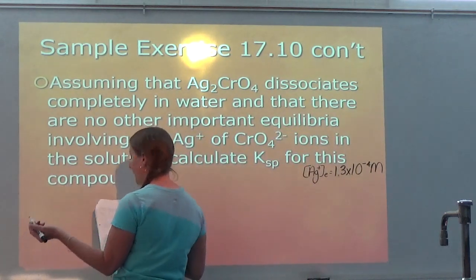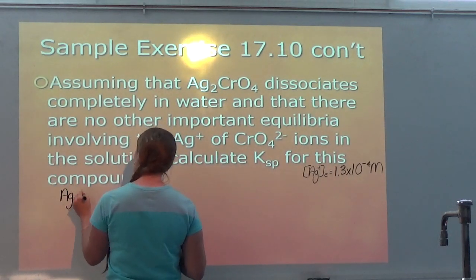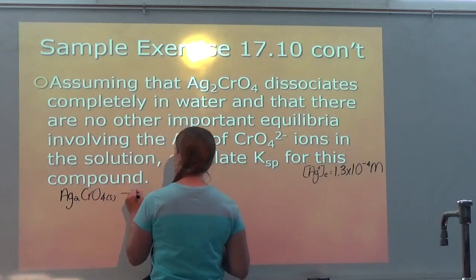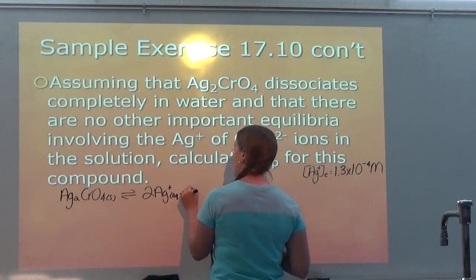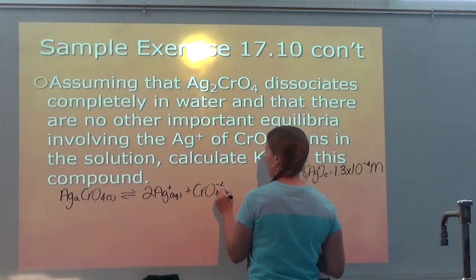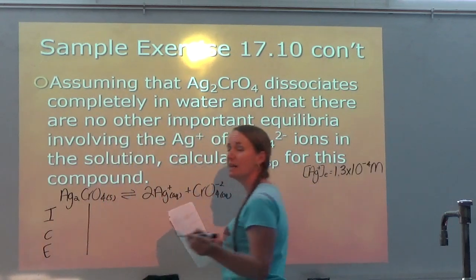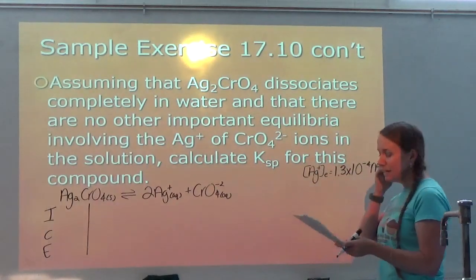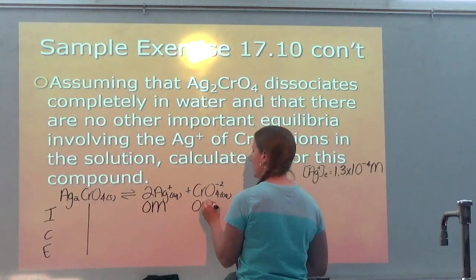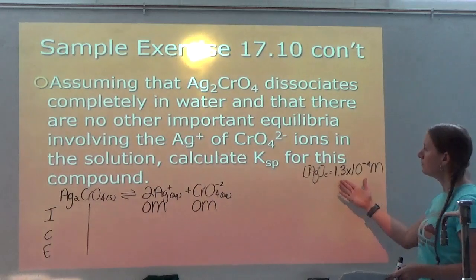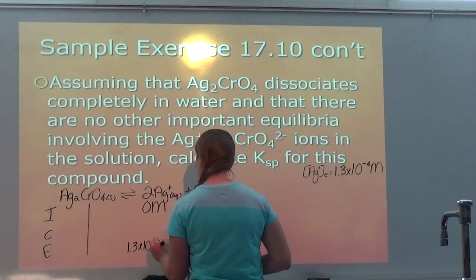So first I've got to set up an ICE chart because I need to get my equilibrium values for everything. So we have our Ag2CrO4 solid splitting up into 2 Ag positive and a chromate ion. All right, so let's set up our ICE chart. Because this is a solid, we don't care about it. In the beginning, it did not say we started with any of our ions, so we started with 0, but it told me at equilibrium, my silver ion concentration was 1.3 times 10 to the negative 4 molar.